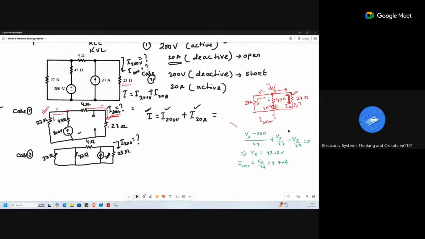So Vx is coming 44.628, that is 63 volt. This answer, whatever, this is coming. 44.63 volt. And if it is 63 volt, then you have to divide over 27, 1.65 amperes you are getting.